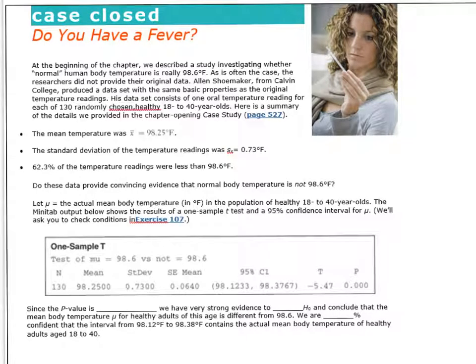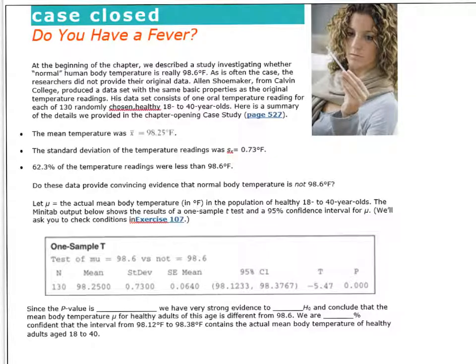So let's wrap up the chapter with our case study at the beginning. We said, do you have a fever? They were investigating if the human body temperature is really 98.6. So they surveyed and studied 130 people at random, ages 18 to 40. Here are the results. They have the mean temperature and standard deviation. They also have the one-sample t-test information right here.